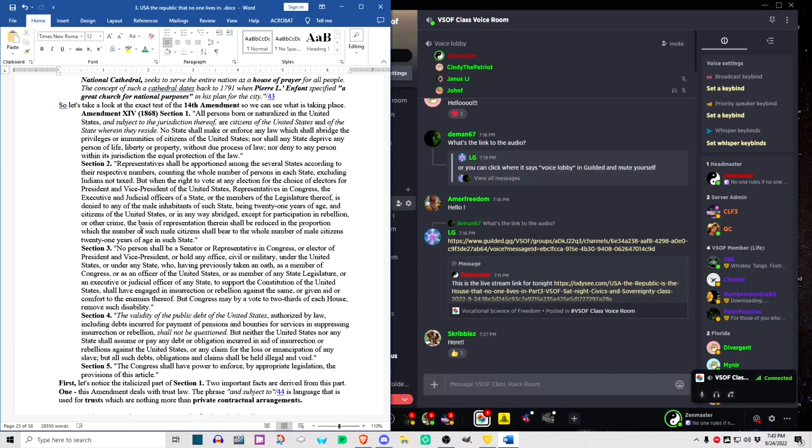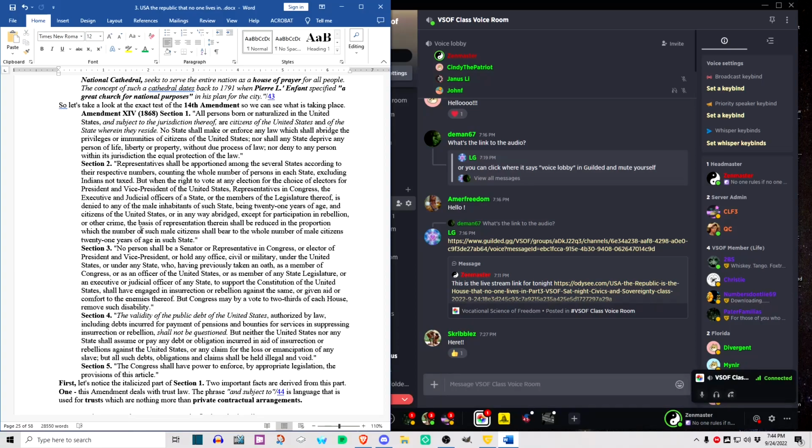Section 3, 14th Amendment. Quote, no person shall be a senator, representative in Congress, or elector of president or vice president, or hold any office, civil or military, under the United States or under any state, who, having previously taken an oath as a member of Congress, or as an officer of the United States, or as a member of any state legislature, or an executive or judicial officer of any state, to support the Constitution of the United States, shall have engaged in insurrection or rebellion against the same, or given aid or comfort to the enemies thereof. But Congress may, by a vote of 2/3 of each house, remove such disability.